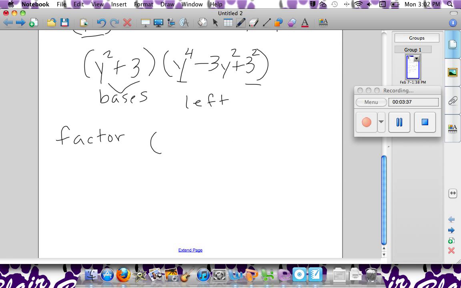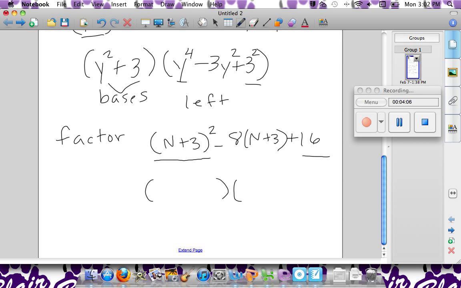If we stay with the factoring idea here, we're going to factor something like this. Let's do a perfect square trinomial, which would be n plus 3 squared minus 8 times n plus 3 and then plus 16. So we're going to factor this. This is a perfect square trinomial. That means that the first term and the last term are both perfect squares, and my signs are both going to end up being the same when I factor them. Those are the general rules of a perfect square trinomial.